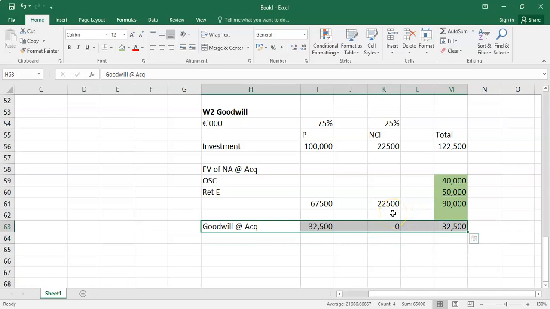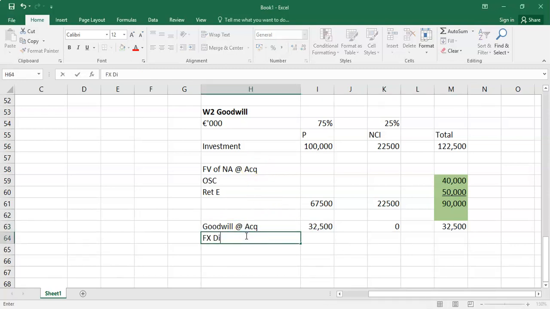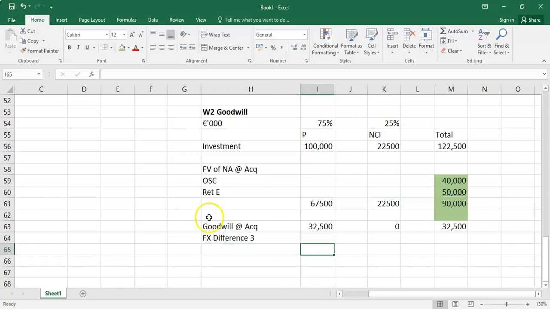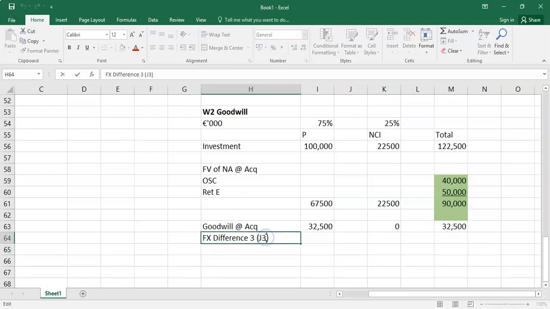Because there is a thing called FX3, which is to do with goodwill. So under IAS 21, goodwill must be retranslated at the end of each period. So what we're saying here is, this goodwill is at the 1st of September 2012, which was a year ago. So you must have FX difference 3. Goodwill must be retranslated. And how you retranslate it is, we're going to do a little journal for this. So I'm going to say here, journal 3, or journal 2, sorry.